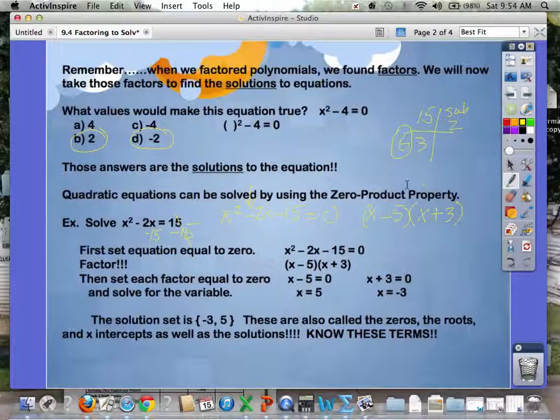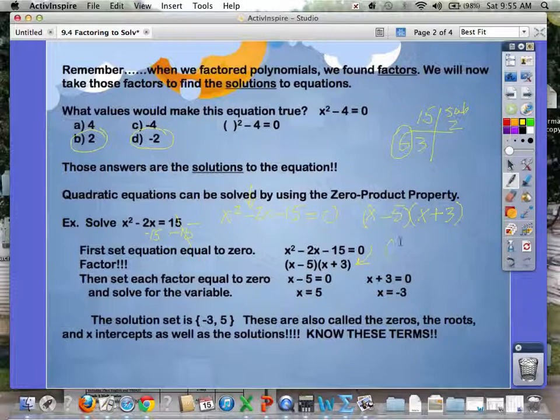So these are our factors, as you can see. Then you're going to take each one of these factors and set it equal to 0. So you're going to come down here and write x minus 5 equals 0, x plus 3 equals 0, and solve it for x, which means you're going to be moving the negative 5 over by adding. You're going to be subtracting the 3 over, and then you'll end up with x is 5 and x is negative 3.